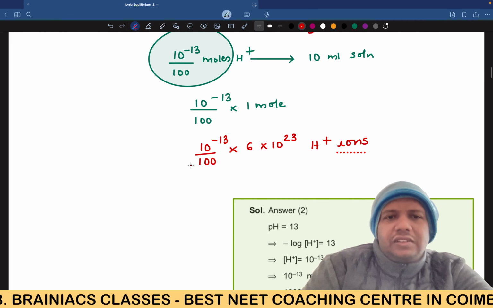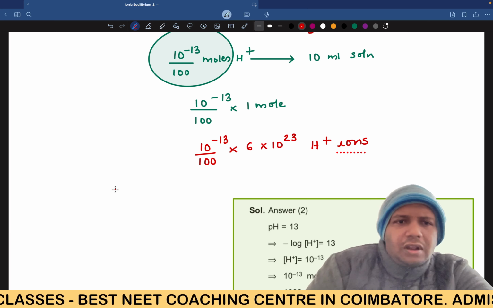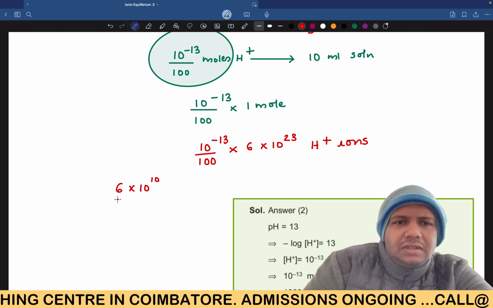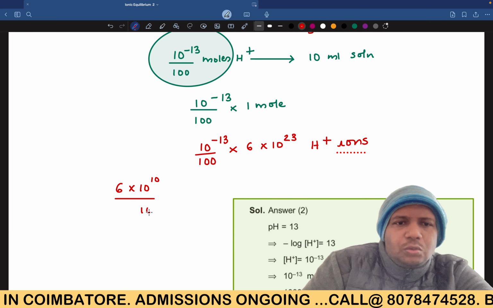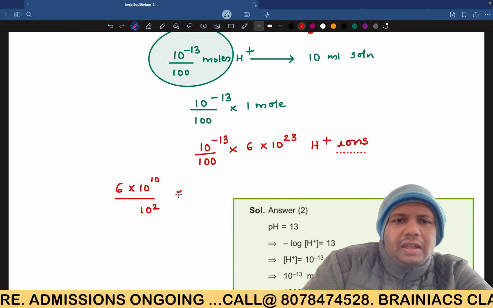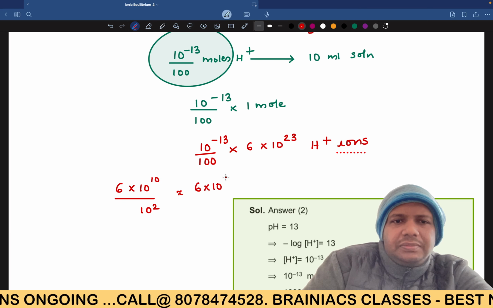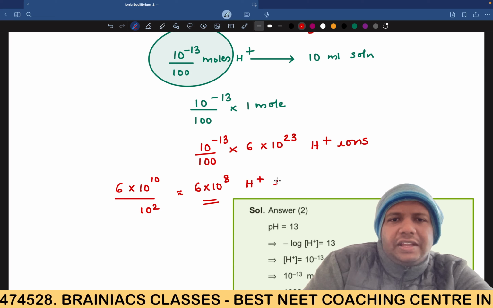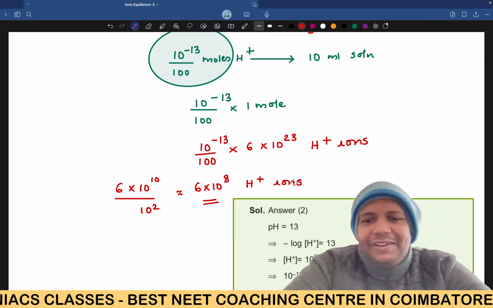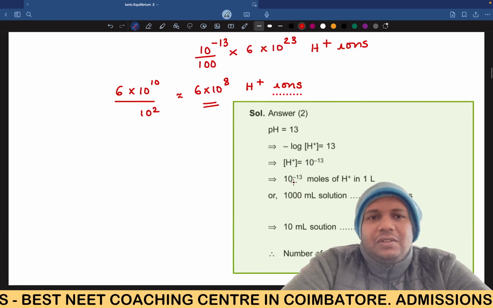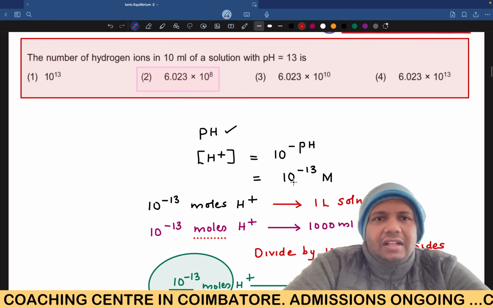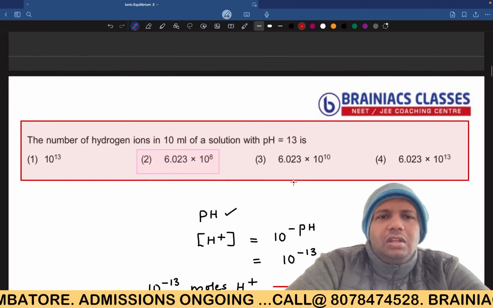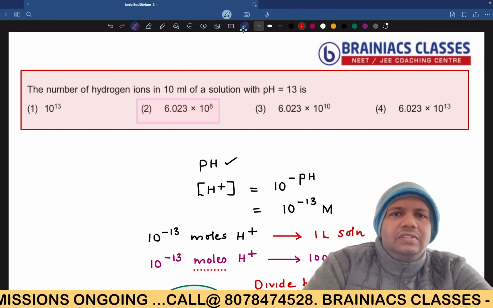So this many H plus ions are there. You need to do this calculation. If you do it roughly, I can say 6 into, here this will become 10 power 10 divided by 10 square, so it will go up, and I can say it would become 6 into 10 power 8. Correct? So this many H plus ions would be there in the medium. Actually, we did the question, right? Let's see whether this option is present or not. Yes, 6.023 into 10 power 8. The same answer we got. So option 2 is the correct answer.